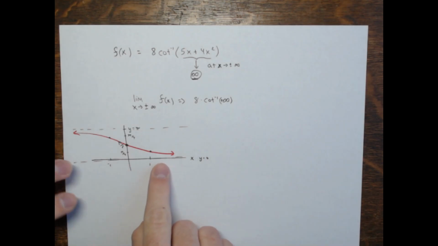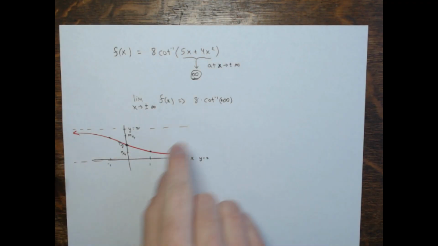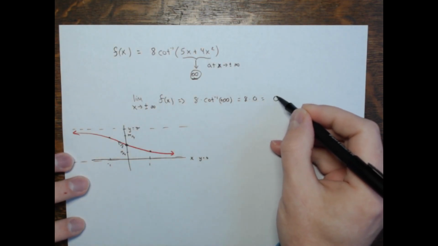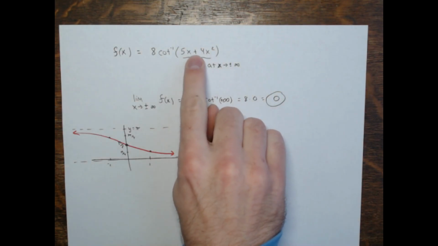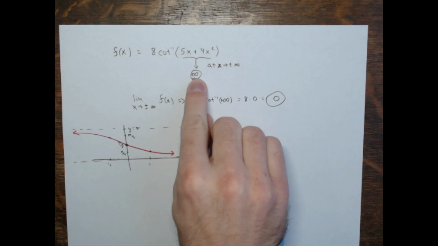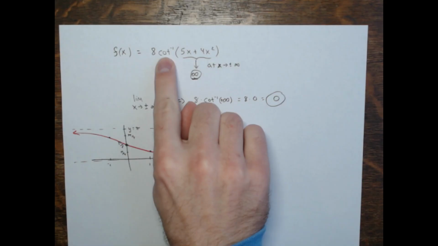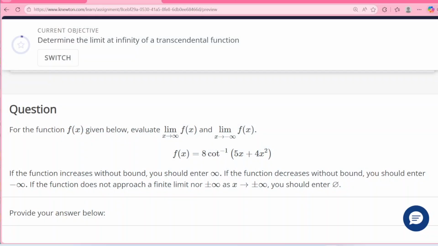So as you go to the far right, inverse cotangent is approaching 0. So this is equal to 8 times 0, which is 0. So the limit should be 0 on both ends, because that interior expression is going to positive infinity on both ends, getting larger and larger positive values in here, and the inverse cotangent of a larger and larger positive number is getting smaller and smaller, going to 0.